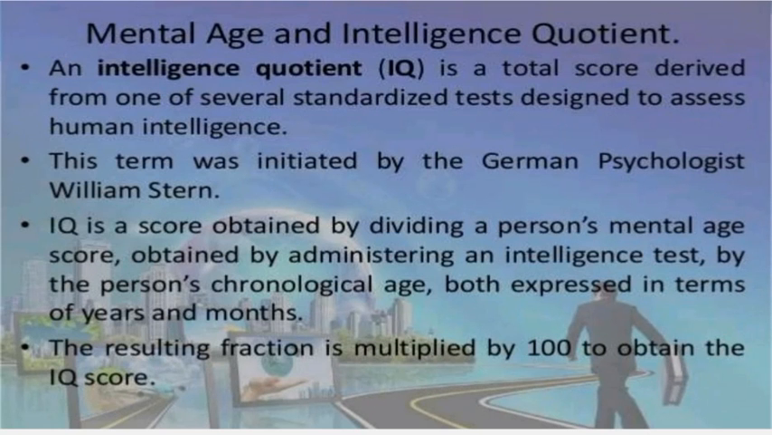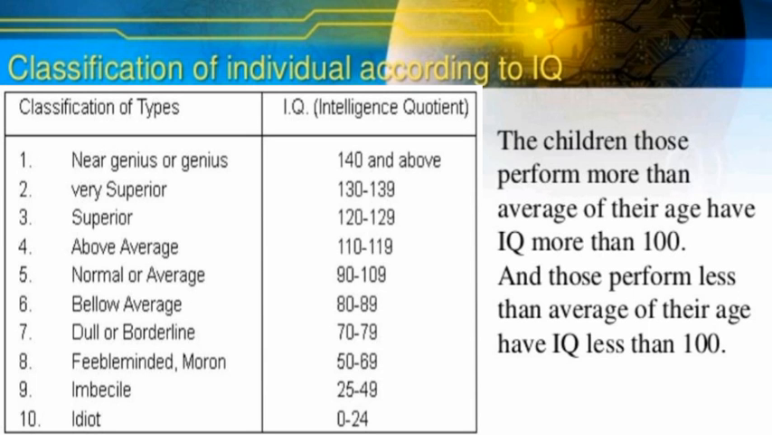An intelligence quotient is a total score derived from one of several standardized tests designed to assess human intelligence. And it was initiated by William Stern.